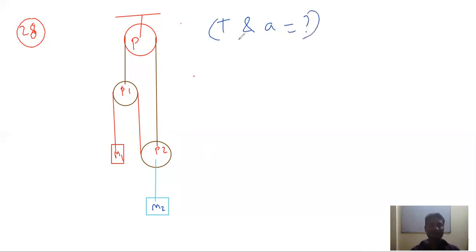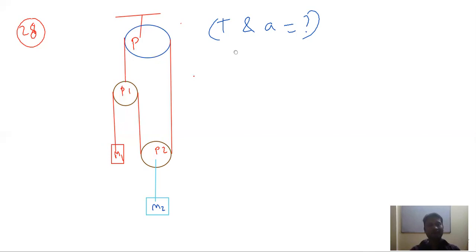So let us first apply the string constraint equation. In this case, I have drawn the diagram slightly wrong, so let me correct it here. Let me rub this pulley, and let me rub this. Let me make a slightly larger pulley, and a slightly larger rope or string, like this. So this is one single string itself. Let us show that single string by the same color, which is red.